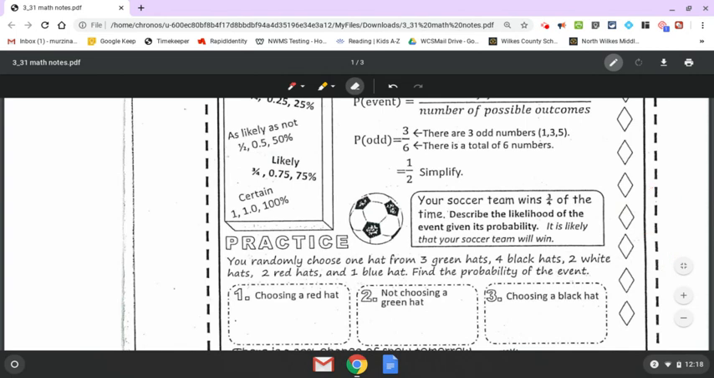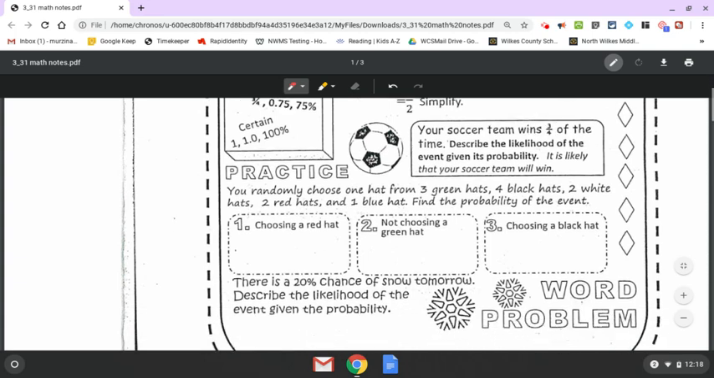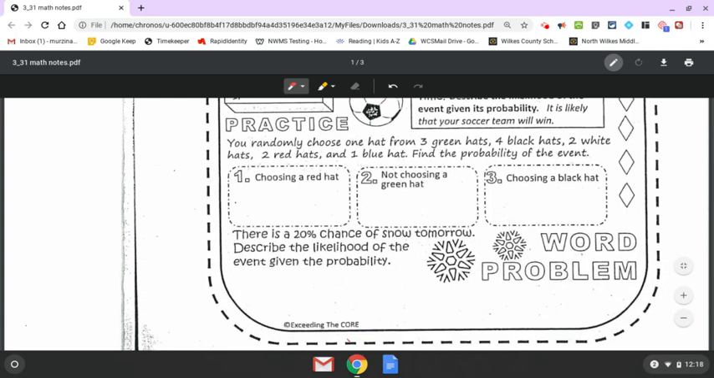And I think I wrote 3/7, didn't I? Sorry. Okay, moving down for the practice problems. It says you randomly choose one hat from 3 green hats, 4 black hats, 2 white hats, 2 red hats, and 1 blue hat. Find the probability of the event.